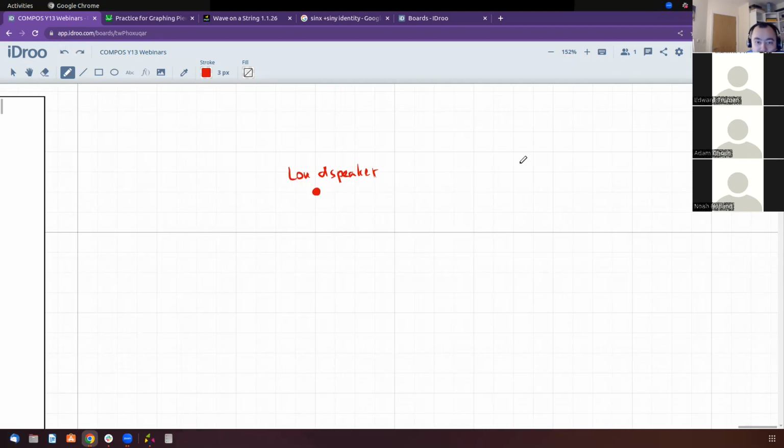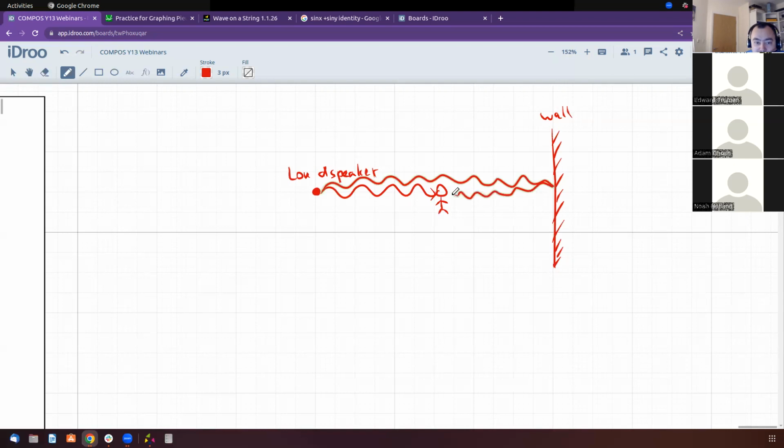Speaker, and you have a wall. And you are standing here. So first, you have a wave coming from the loudspeaker, bouncing off the wall and getting into your ear, getting to you. So you will experience interference of two waves.